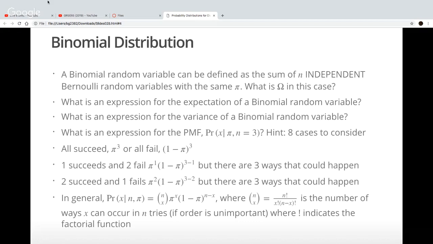It can be expressed as n factorial divided by x factorial divided by n minus x quantity factorial. Again, the factorial function for integers is just like x times x minus 1 times x minus 2 all the way down to 0 or down to 1, and 0 factorial for mysterious reasons is defined to be 1. Questions about that?